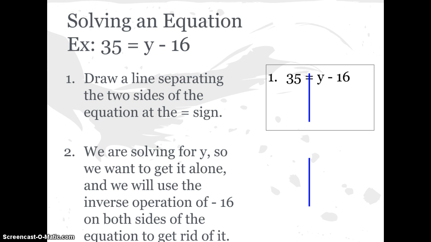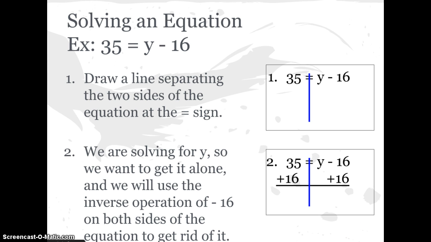Now we're solving for y, so we want to get it alone. So we use the inverse operation of minus 16 on both sides of the equation to get rid of that minus 16. The opposite of minus 16 is plus 16. So on both sides of the equation, I have to add 16 because my goal, once again, is to get y alone because I'm solving for y. The reason we added 16 is because minus 16 and plus 16 are inverse operations.